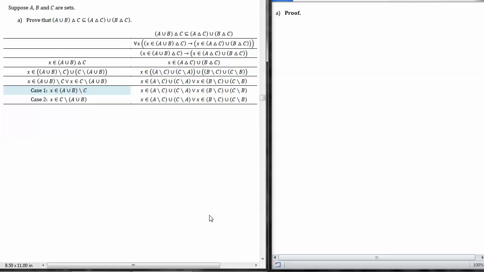Okay, and now we have some more definitions to work out. This is a set difference, right? And it's also a union, so the union becomes x in A or x in B, and then set difference gives us and x is not in C. Whereas in case 2, we have that x is in C and x is not in A union B. We'll work that out a little bit further later on.